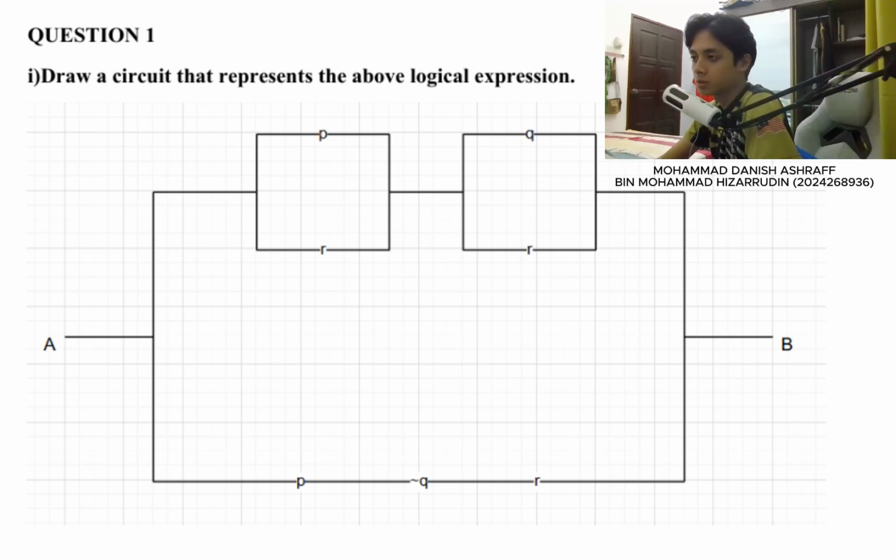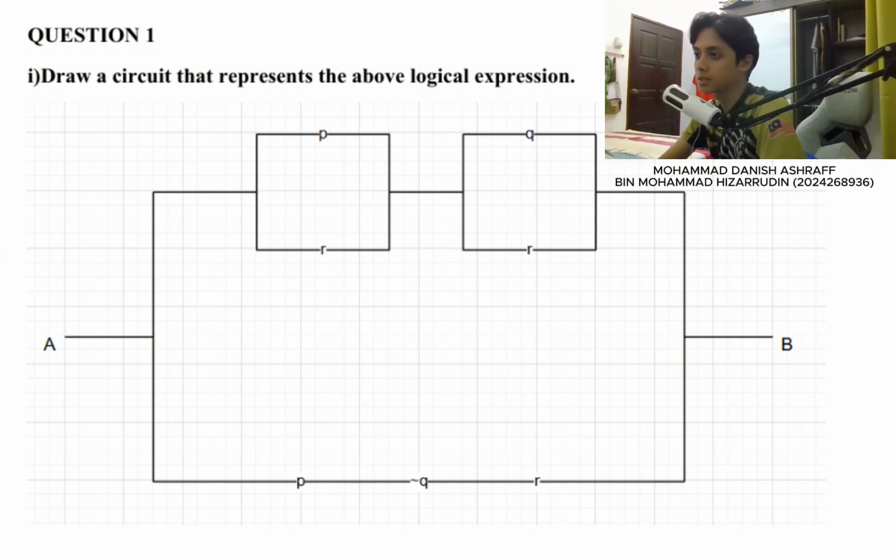Okay, so for the first question, if we look at this logical expression, we will see an OR symbol in the middle of the expression. That basically tells us that the circuit has to be split into two parts, which is the top half and then the bottom half.